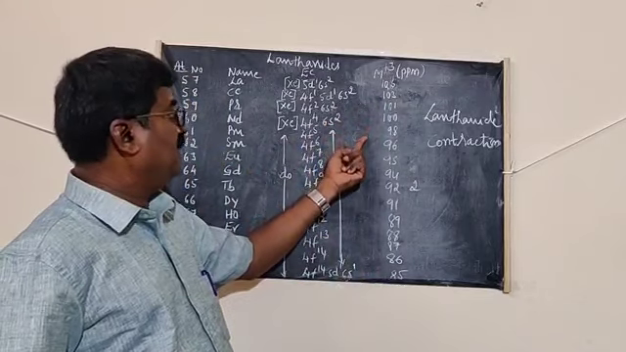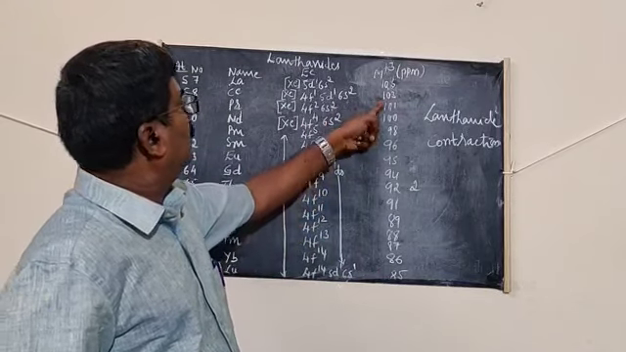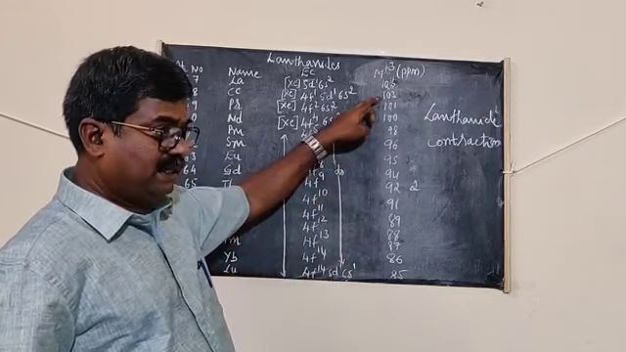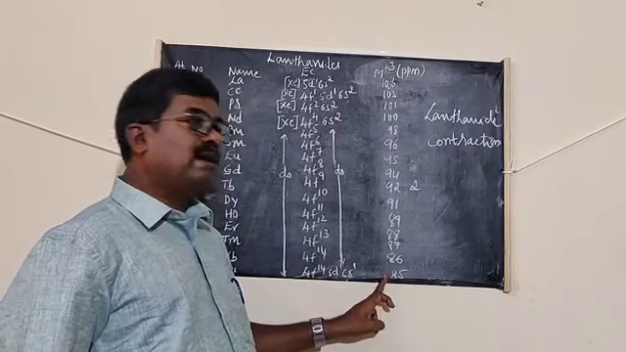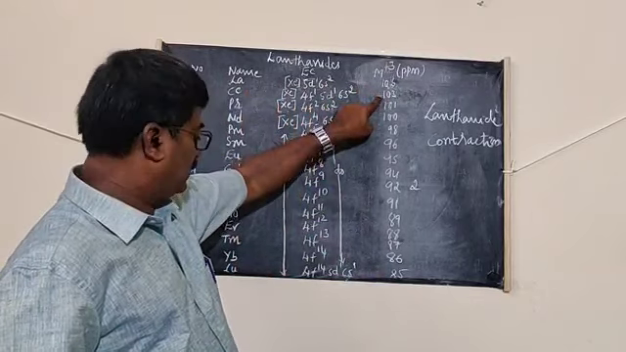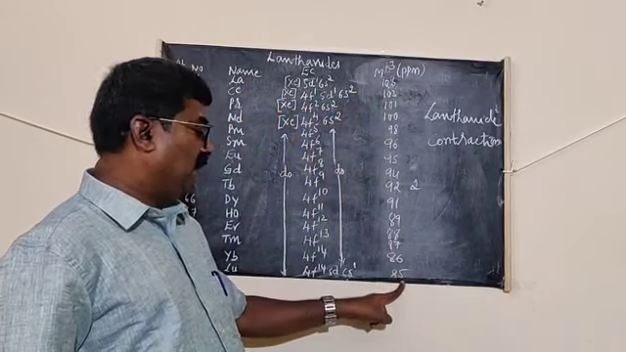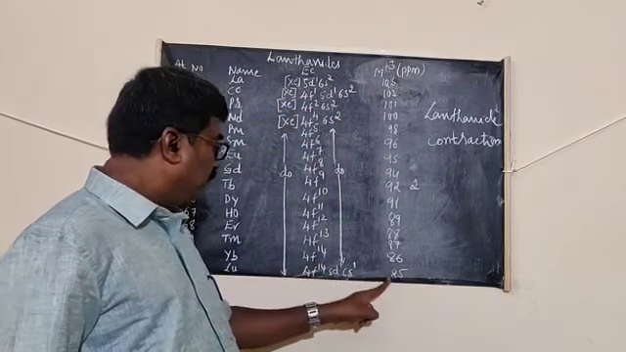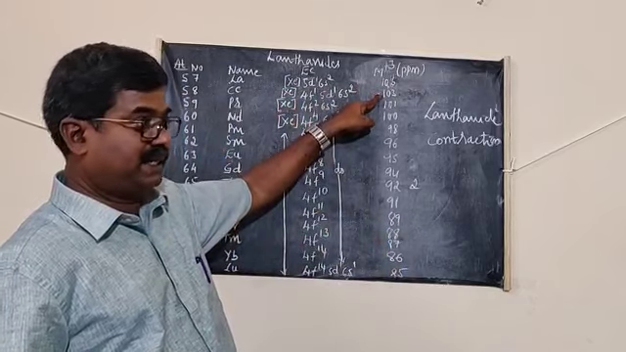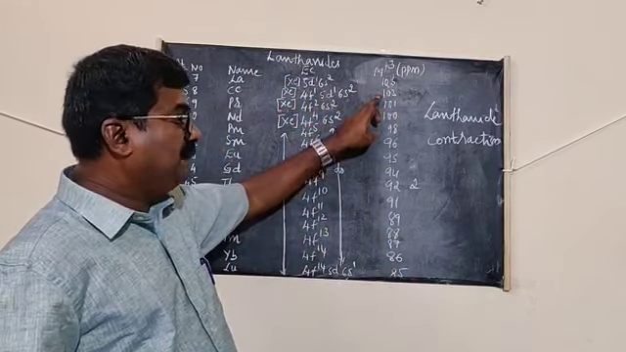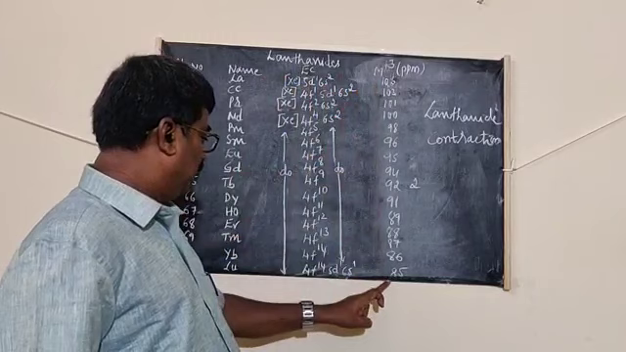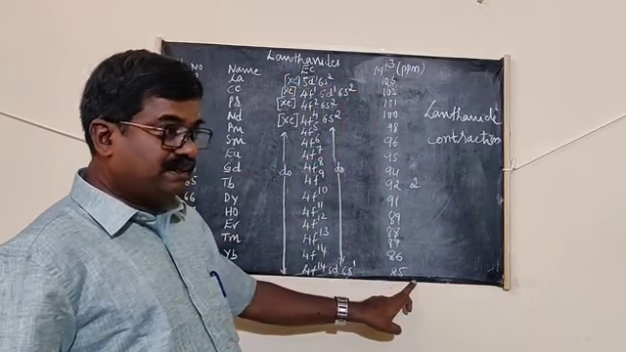Next consequence is the hydration of these lanthanide ions. Hydration increases with the decrease in the ionic size. Cerium has the larger ionic size and lutetium has the least ionic size. Therefore lutetium is heavily hydrated and cerium is least hydrated. Next one is the basicity. Lanthanum is more basic and lutetium is the least basic one.